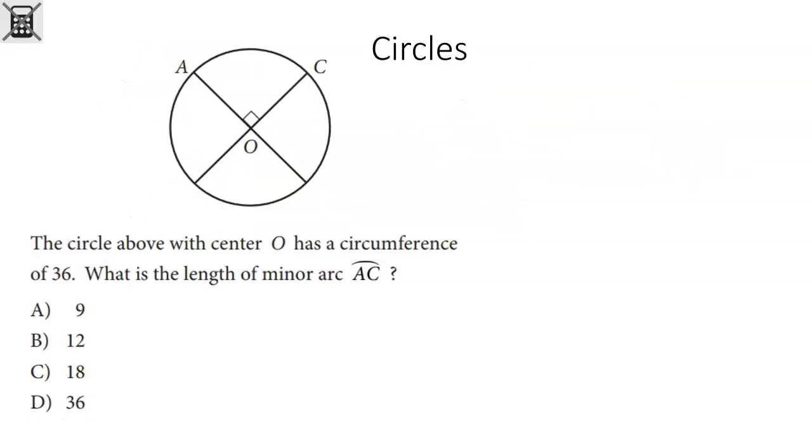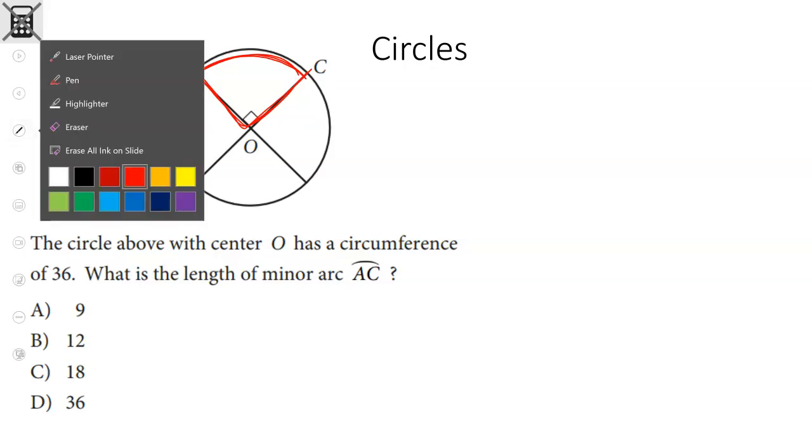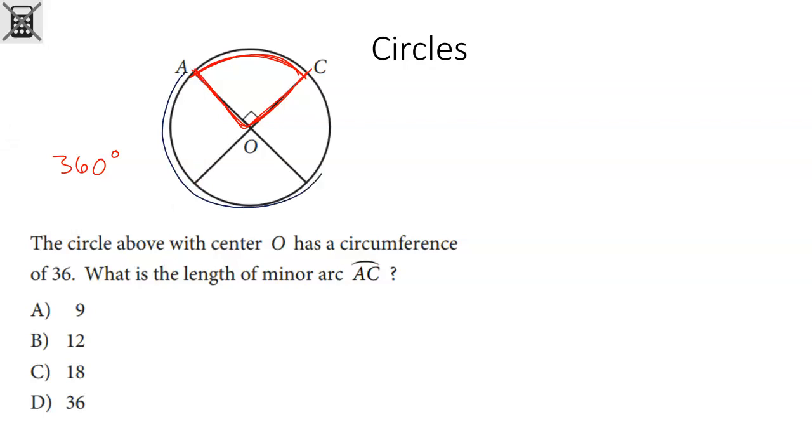Circles. The reference sheet says the internal angle of a circle is 360 degrees, so the measure of the arc in degrees is 360. Here I'm asked to find the length of the minor arc, which is this right here. Whenever you make an angle inside of a circle, we have a minor arc and a major arc. The minor arc is the smaller one. The major arc is if we went the other way around.